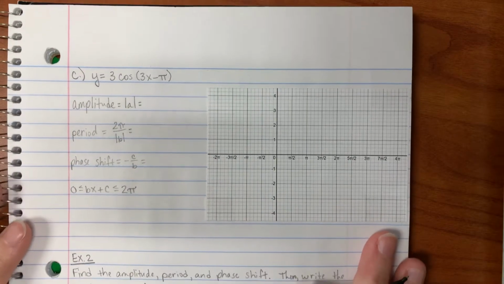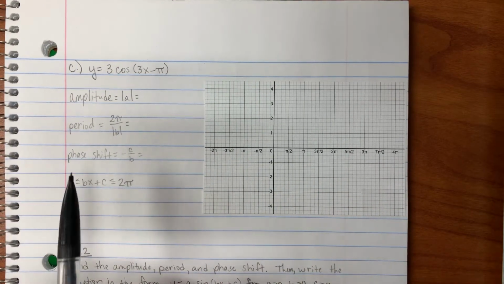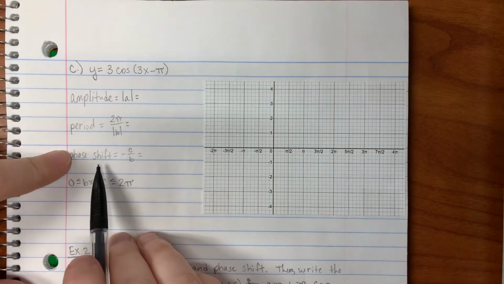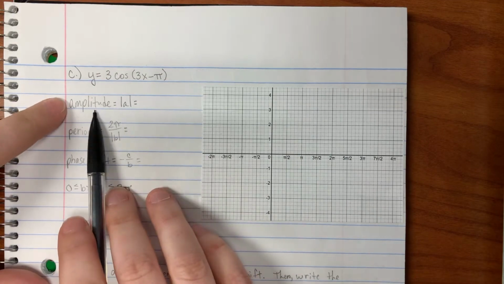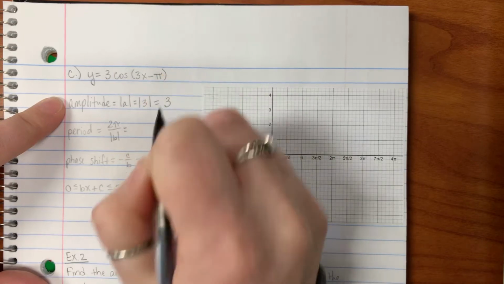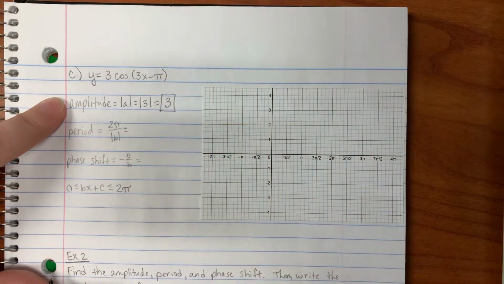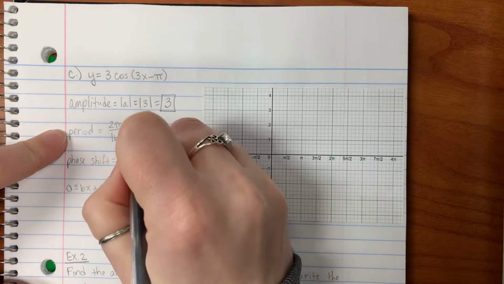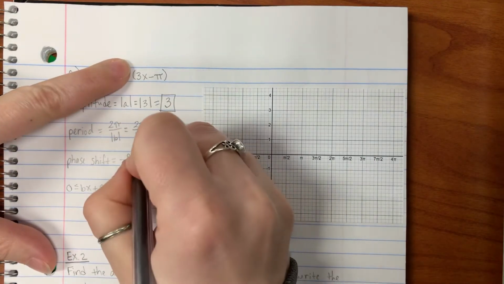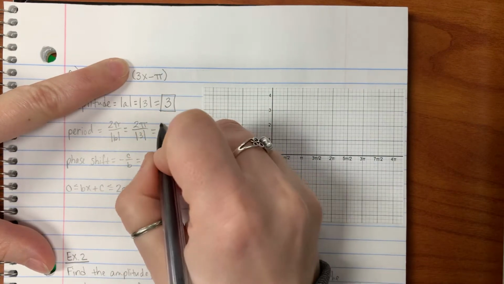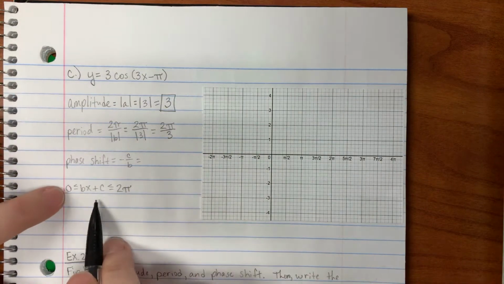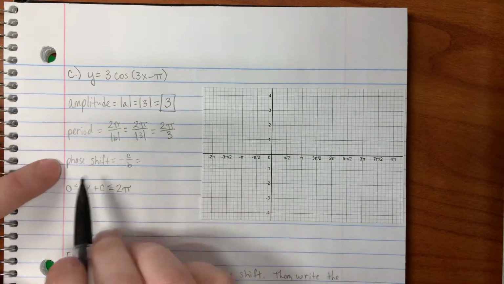Okay, so this next example I'm going to talk about, in my opinion, is a little bit trickier because of the phase shift. So let's talk about each of these separately. The amplitude, again, is the absolute value of A, which in this case is the absolute value of 3, which is just 3. The period is going to be 2 pi over the absolute value of B, which in this case is 3. So my period this time is 2 pi over 3, and that gets tricky also, but I'm going to revisit that idea down here, so don't get too caught up in that yet.